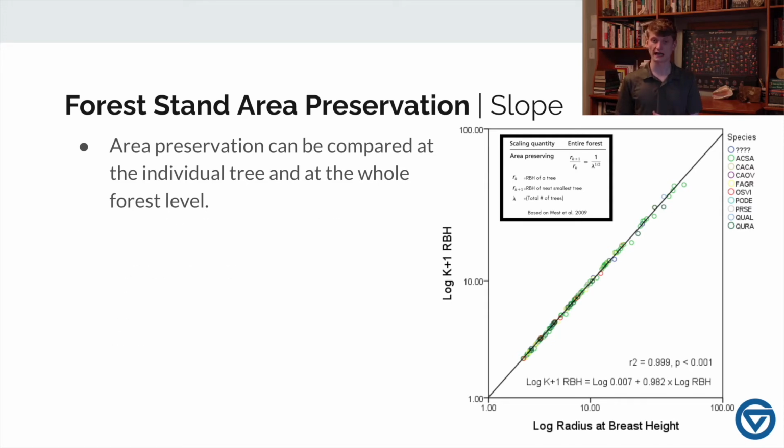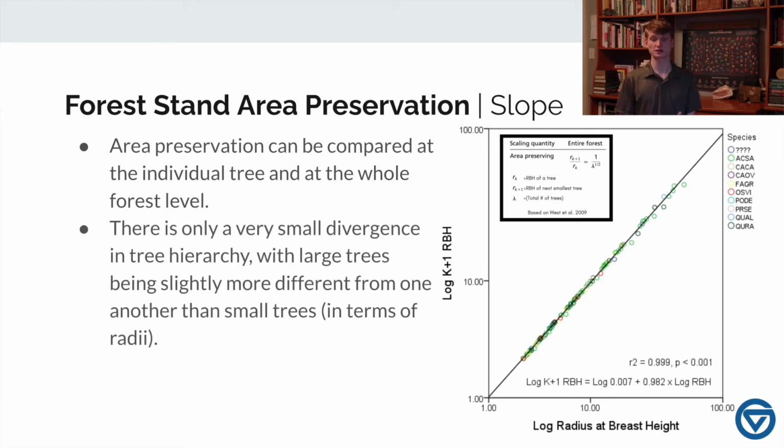Basically, on the x-axis, we have the log radius at breast height of an individual tree being compared against the log radius at breast height of the next smallest tree in the plot. So each one of those points is a species, an individual being kind of compared to the next smallest individual, as a way of comparing how the size distribution changes throughout the composition of the plot. And we see only a very small divergence. It's pretty tight on that line. And that's just indicating that area is being preserved in the entire plot.